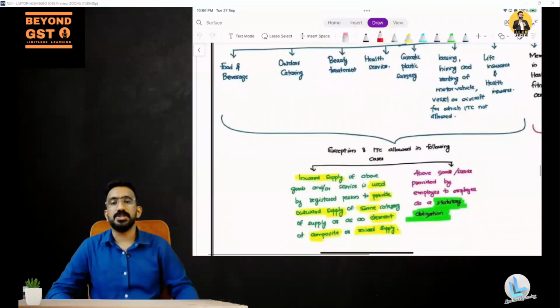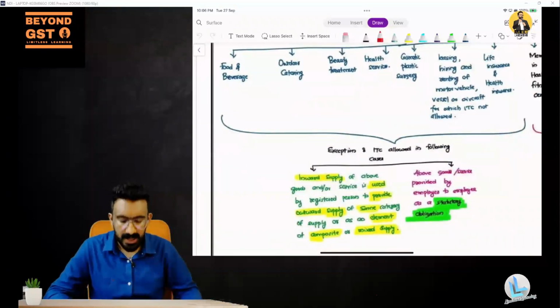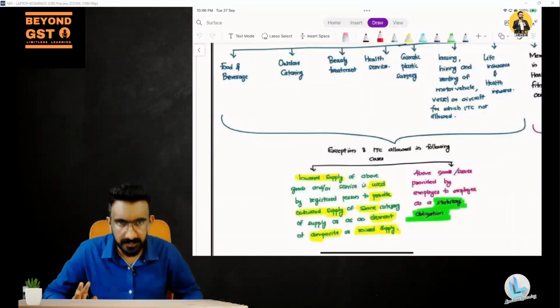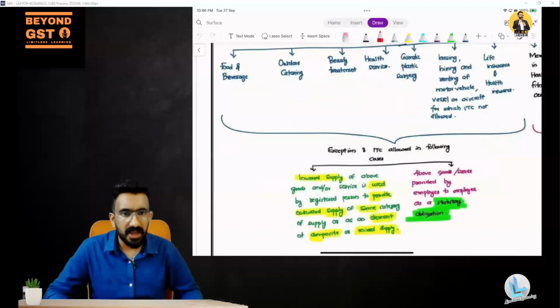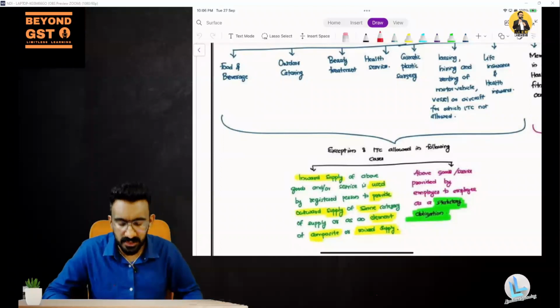Food and beverage is a block to credit. Second, outdoor catering is a block to credit. Third, beauty treatment is a block to credit. Fourth, health service is a block to credit. Fifth, cosmetic plastic surgery is a block to credit. Sixth, leasing, hiring and renting of motor vehicle, vessel or aircraft for which ITC is not allowed is a block to credit. Then the seventh one is life insurance and health insurance is a block to credit.